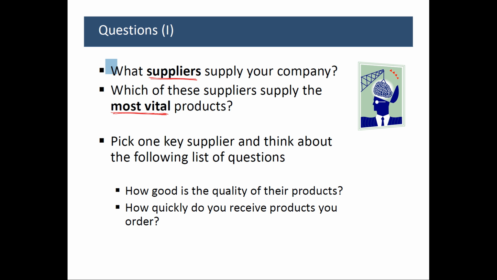So one thing that you can do to depict the overall process is that you take a key supplier out of the picture and then you continue asking the following questions. For instance, how good is the quality of the product of the supplier, and how quickly do you receive the products when you order them? So what is the lead time of the supplier?